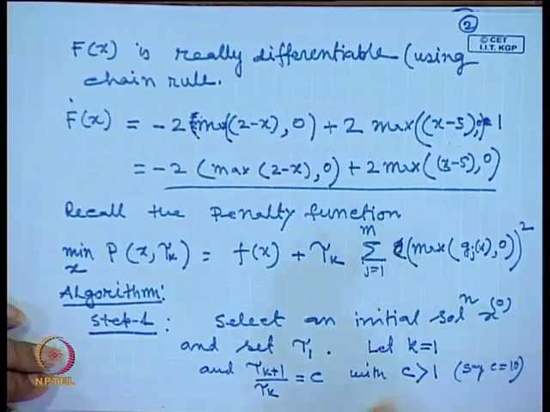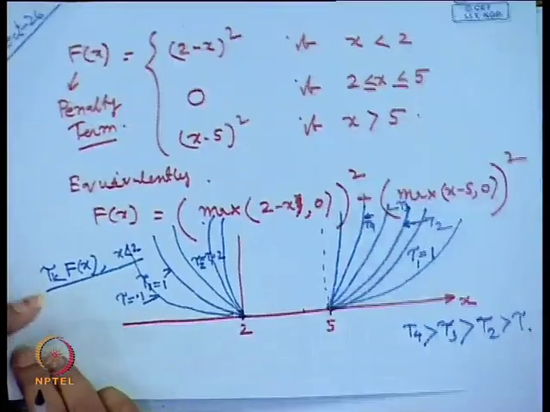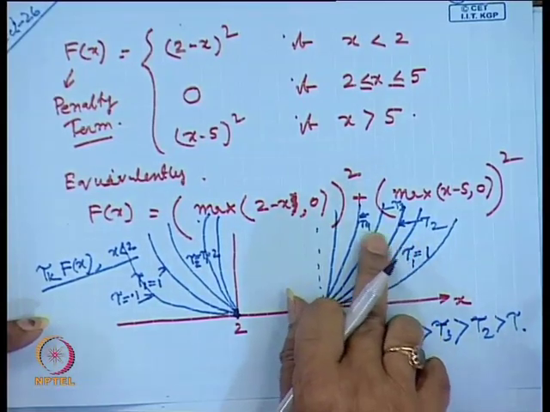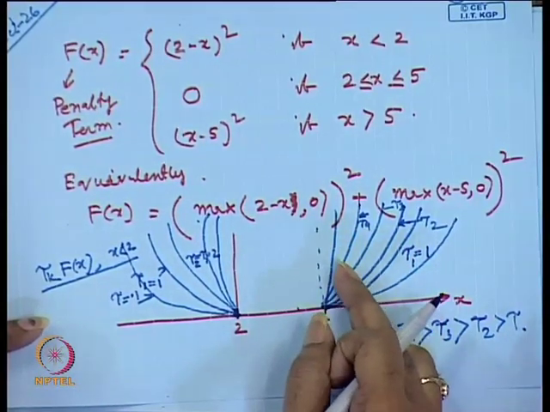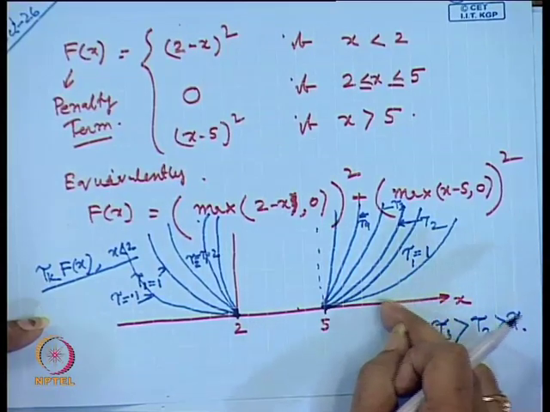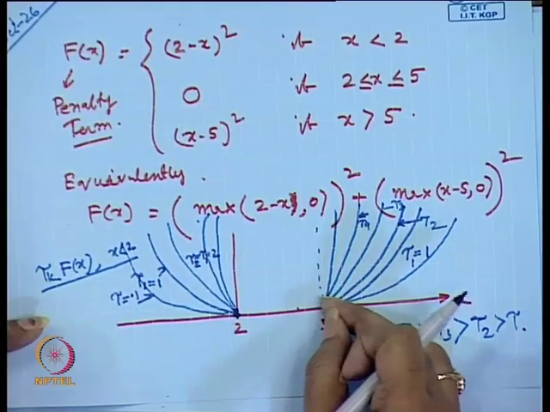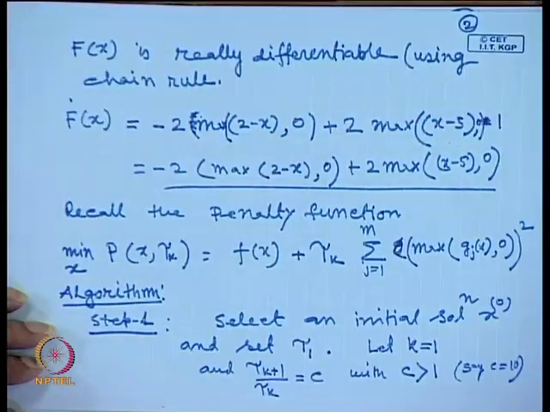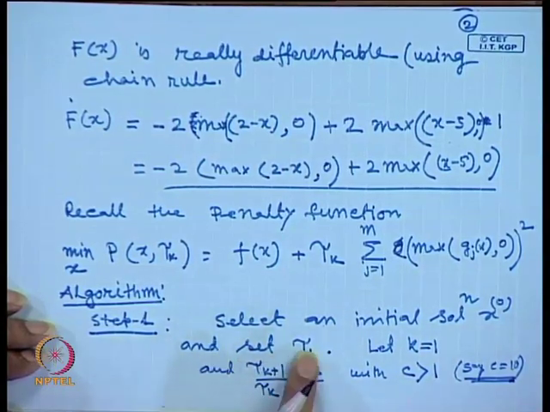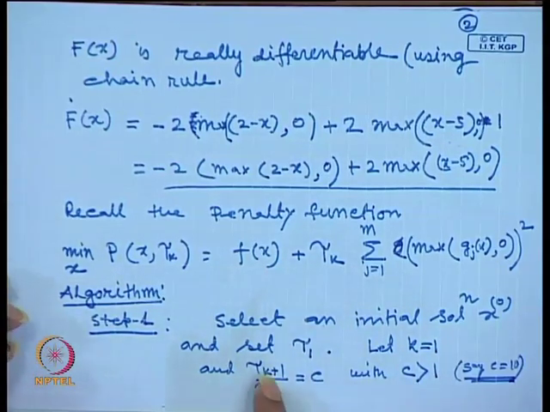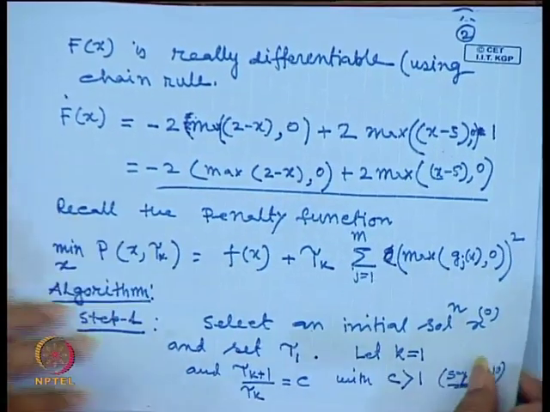We have seen in this example that when the tau value is increasing, the penalty function value in the infeasible region approaches the optimal value of the function. So, now consider c equal to 10. In the first iteration, tau k equal to 1, tau 1 I have selected as some small value. Then for the next iteration, tau k plus 1, you select 10 times tau 1. That is the first step.